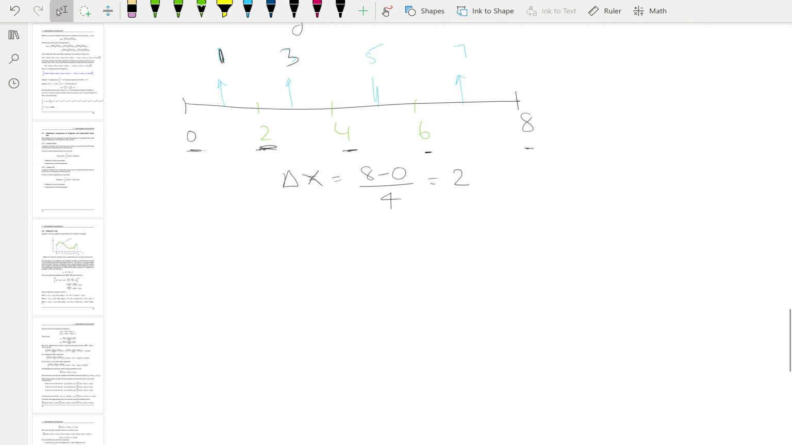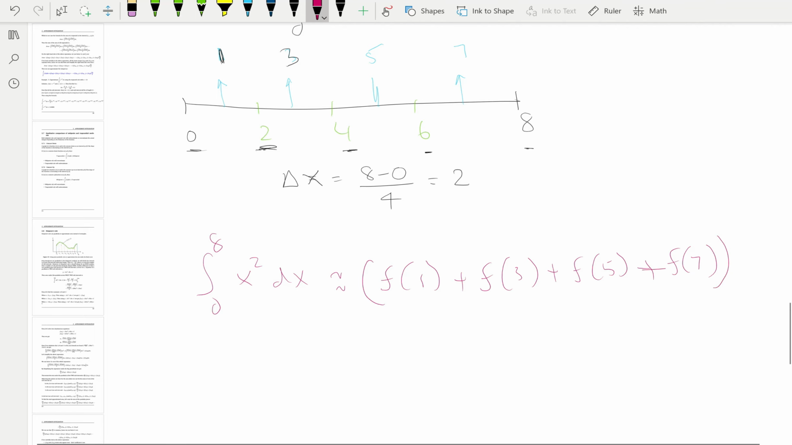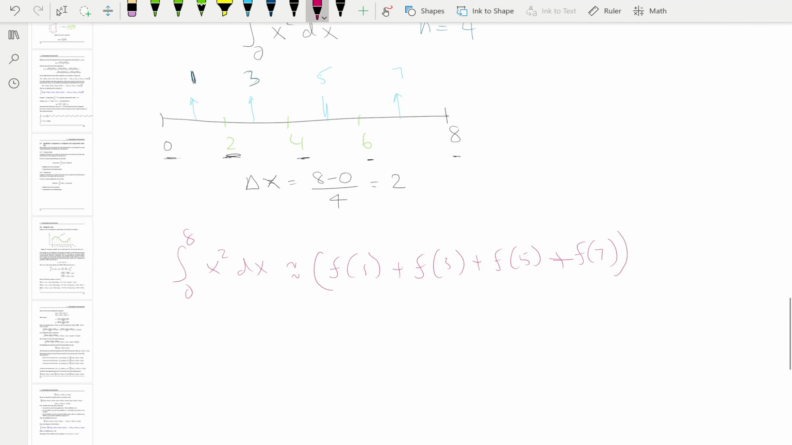All right. Now let's use the formula. What does the formula say? Evaluate the function at each midpoint. So the function evaluated at 1, plus the function evaluated at 3, plus the function evaluated at 5, plus the function evaluated at 7, and multiply everything by the width. Width is 2.